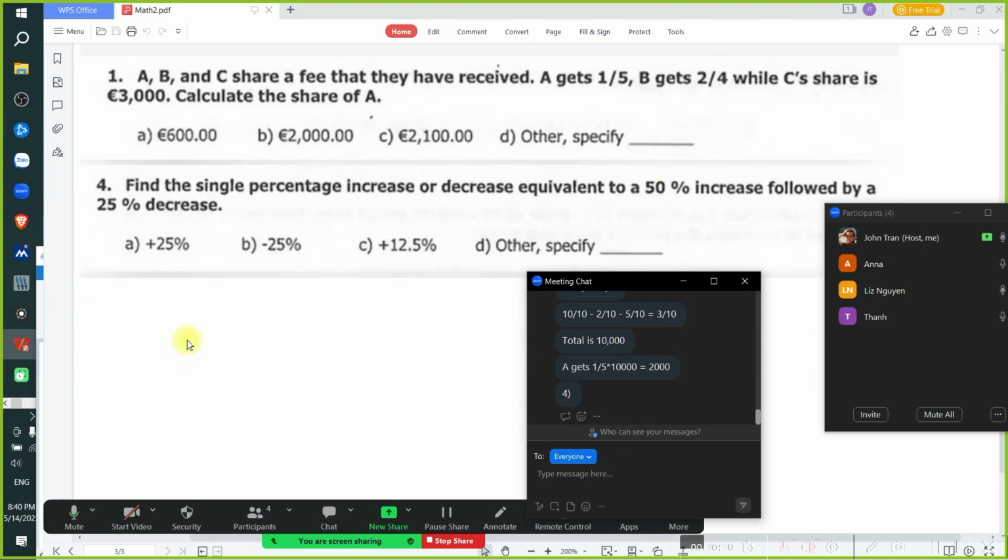Alright, number 4. Find the single percentage increase or decrease equivalent to a 50% increase followed by a 25% decrease. You understand what they ask you to do? Initially the value increases by 50%, then decreases by 25%. Compared to the original value, is the final result an increase or decrease, and by what percentage?